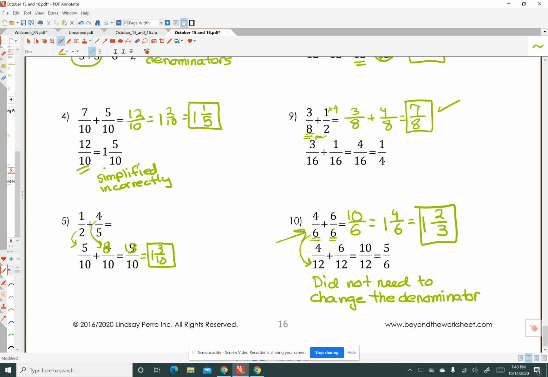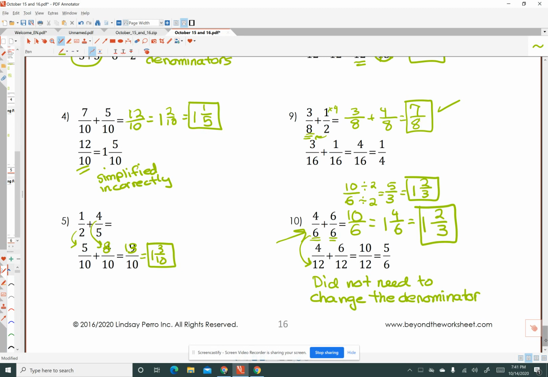You could also, I just want to talk about something. When we had this 10/6, we could divide that by 2, and we could say that we have 5/3, and then we could get to 1 2/3. So different ways to get to the same place. Knowing your multiplication and division facts really helps you with this.